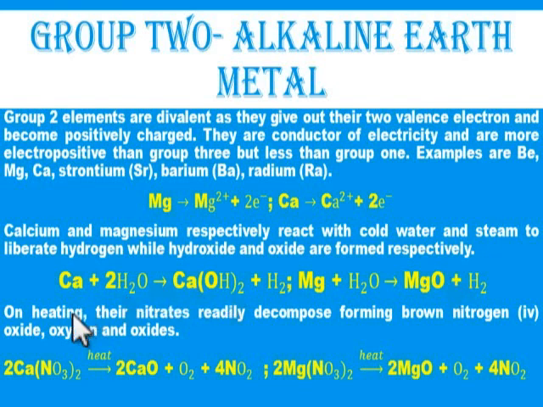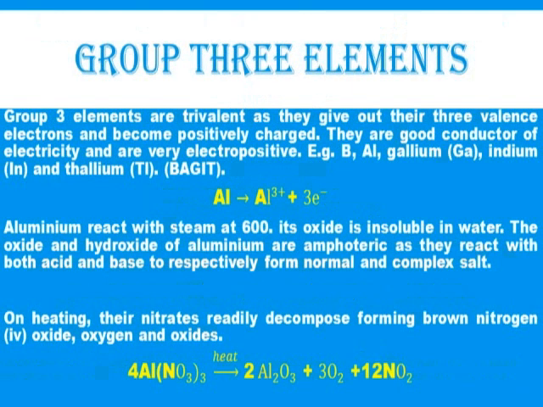Interestingly, on heating, their nitrates readily decompose, forming brown nitrogen(IV) oxide, oxygen, and oxide. So if you subject calcium trioxonitrate(V) salt to heat, it gives you calcium oxide, oxygen, and nitrogen(IV) oxide. The same reaction is experienced with magnesium nitrate, as it decomposes on heating to give you magnesium oxide, oxygen, and nitrogen(IV) oxide.